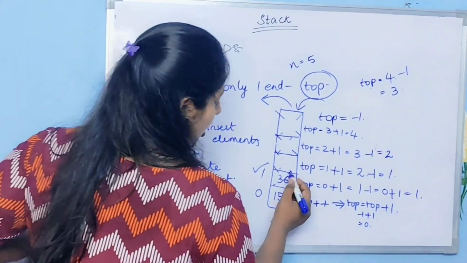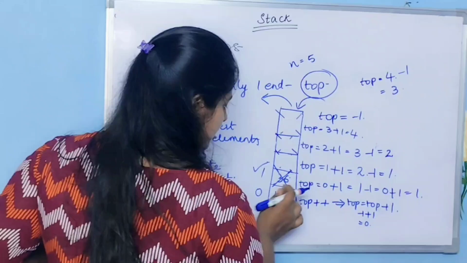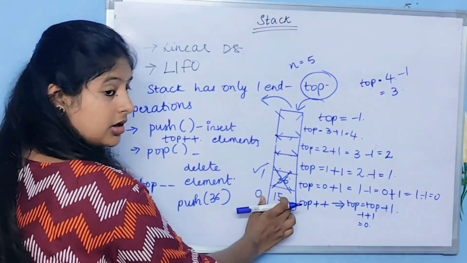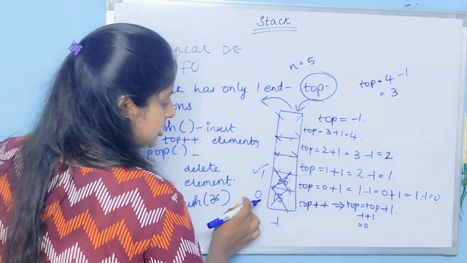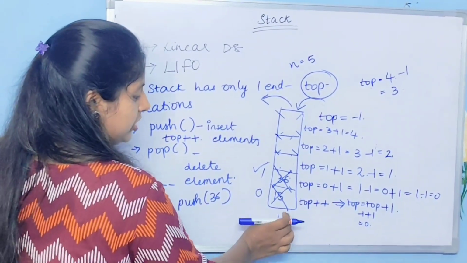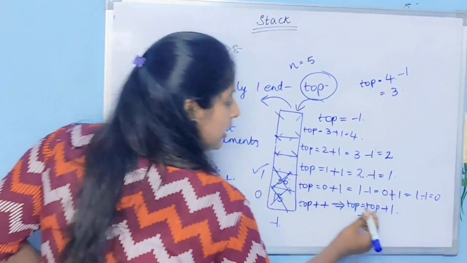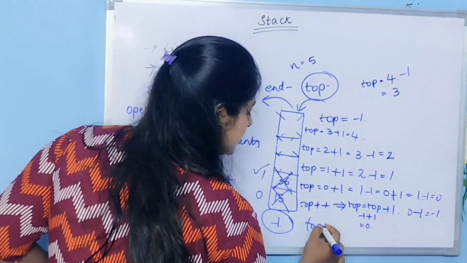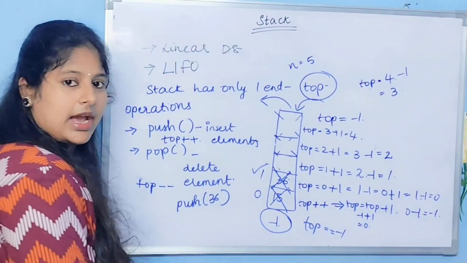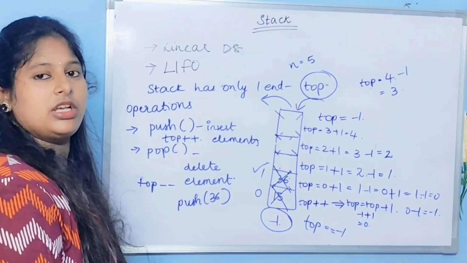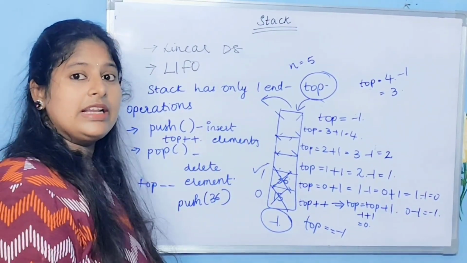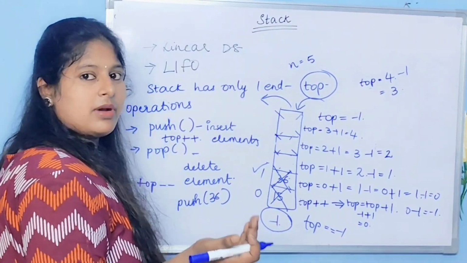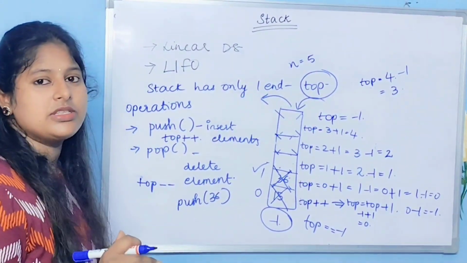Okay. Now I try to delete again. I try to delete this. Now what is my top? 1 minus 1 is 0, so this is the top right. Okay. Now I try to delete this element also. Now, is there any other element over here? No. So when it is 0, minus 1 equals to minus 1. What does this top equals to minus 1 say? Stack underflow. Okay, stack is empty. You cannot delete elements. Okay.